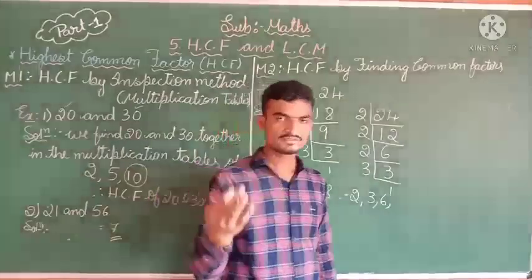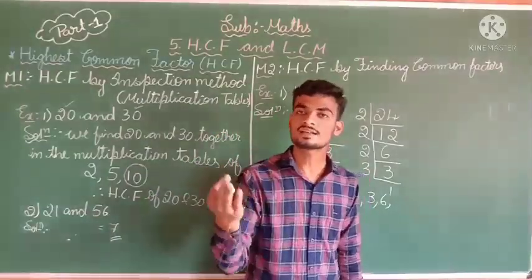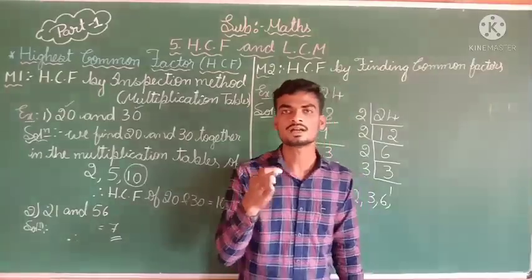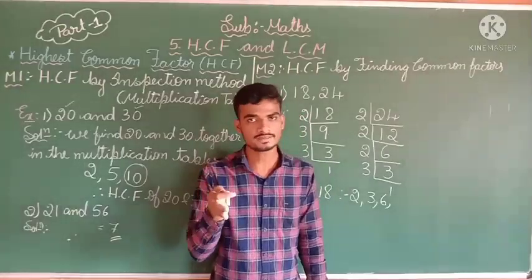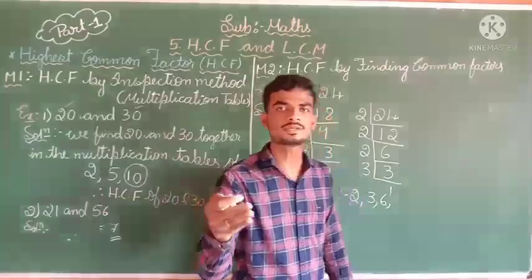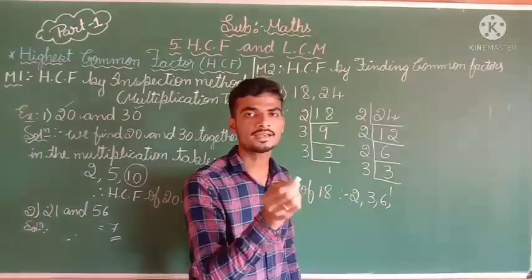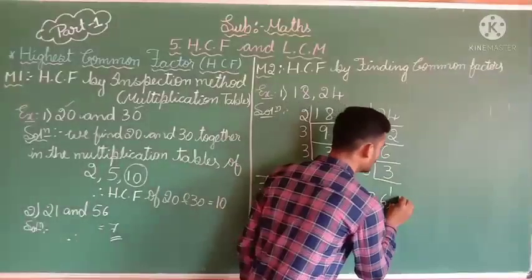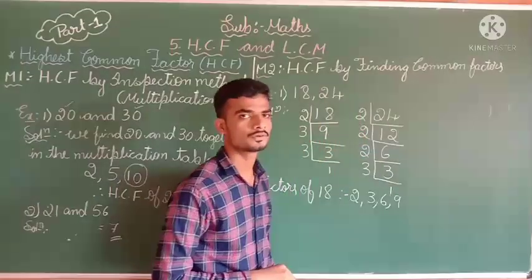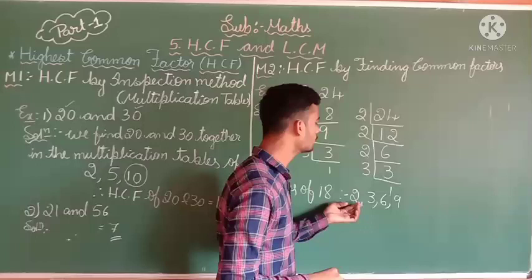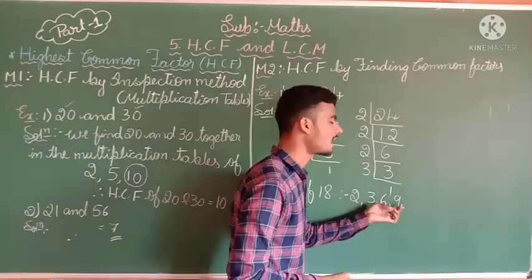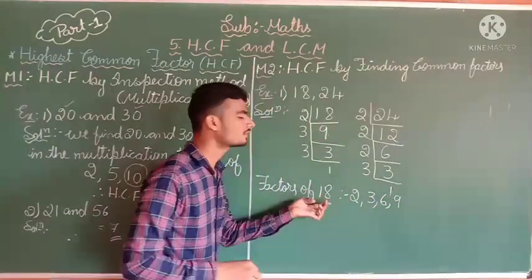Next again, in which table will you get it? In the 9 table you will get it. In the 7 table and 8 table you will not get 18. So directly in the 9 table you will get 18. 9 how much are 18? 9 2s are 18. So 9. Okay, here 2, 3, 6, 9 are the factors of 18.